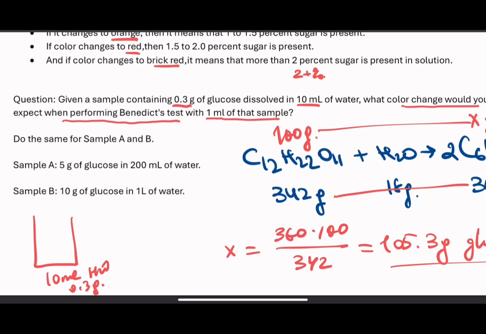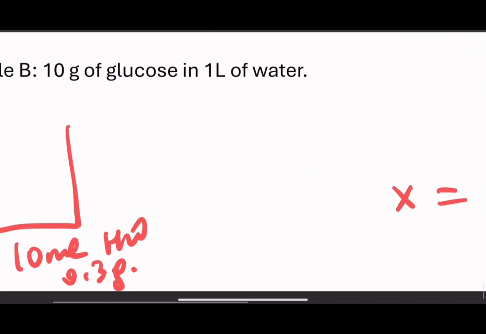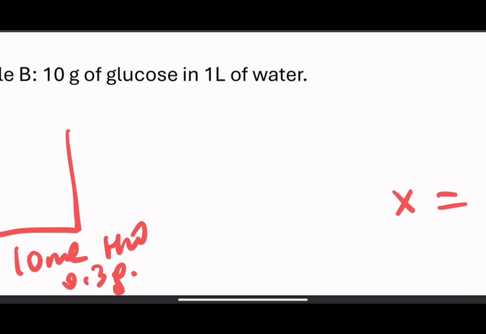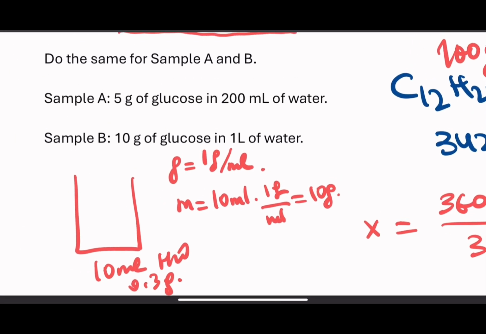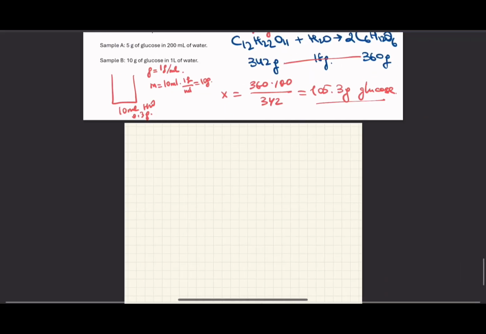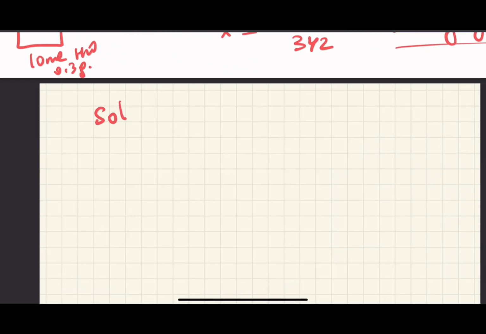gram glucose. Now 10 milliliters of water, you know that the density of the water is 1 gram per milliliter. So the mass of the water would be just 10 gram. Okay, so we have our solution, that is, our solution is 10 gram water and 0.3 gram glucose.